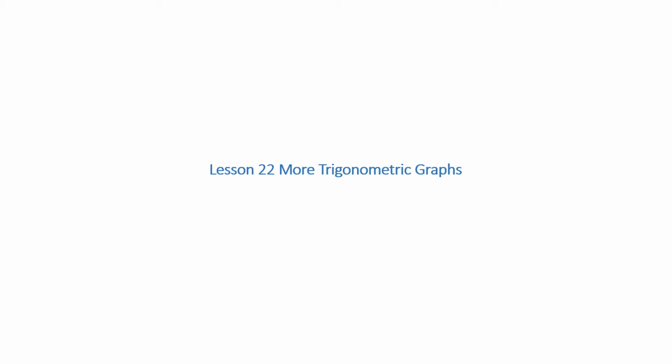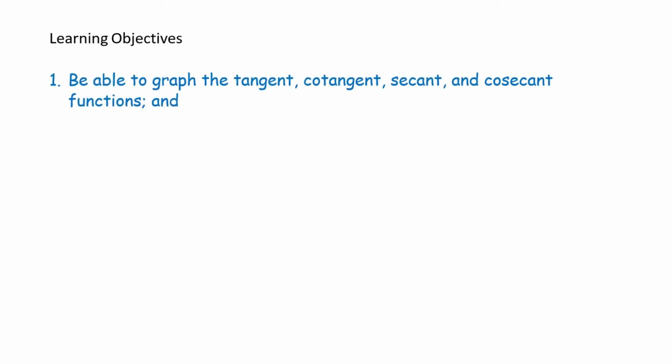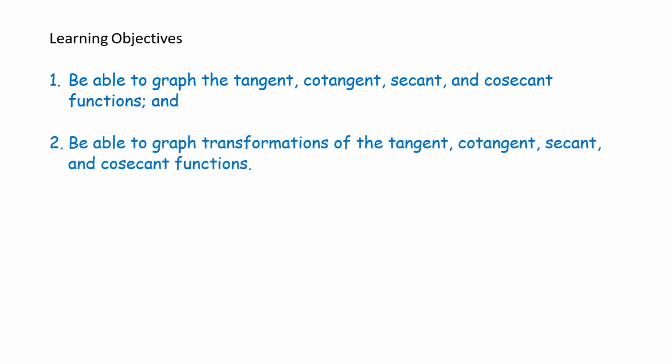This lesson is titled More Trigonometric Graphs. In this lesson, we extend our graphing skills to the cosecant, secant, tangent, and cotangent. Upon successful completion of this lesson, you will be able to: 1, graph the tangent, cotangent, secant, and cosecant functions, and 2, be able to graph transformations of the tangent, cotangent, secant, and cosecant functions.